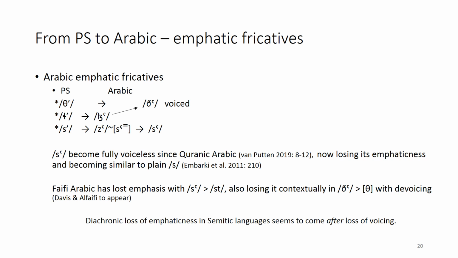Proto-Semitic, the ejective alveolar fricative, as we've seen, is likely to have been similar to its modern South Arabian cognate, i.e. unaspirated, before becoming truly voiceless. Having become truly voiceless, it seems to be in the process of losing its pharyngealization, as shown in experimental work by Bellem and colleagues. And interesting recent work by Stuart Davis and Abdullah Al-Fifi on Faifi Arabic reports voiceless depharyngealized st cluster for sod, and a voiceless depharyngealized allophone of the voiced interdental emphatic fricative. So it seems that diachronic loss of emphaticness in Semitic languages comes after loss of voicing, as far as I can see.